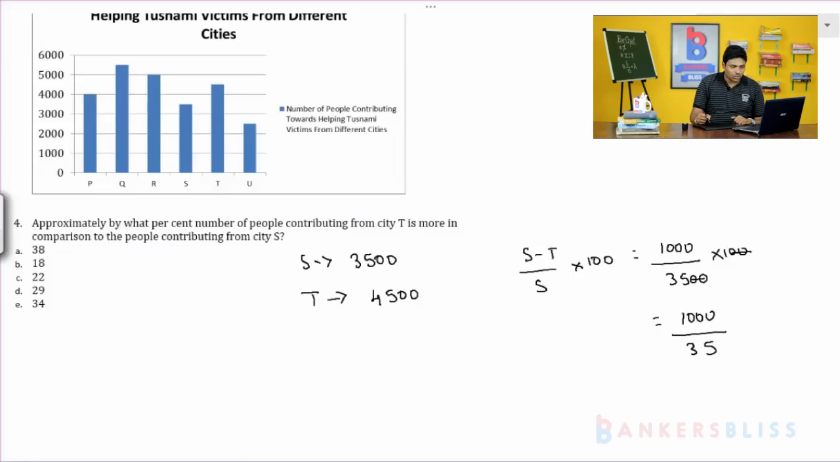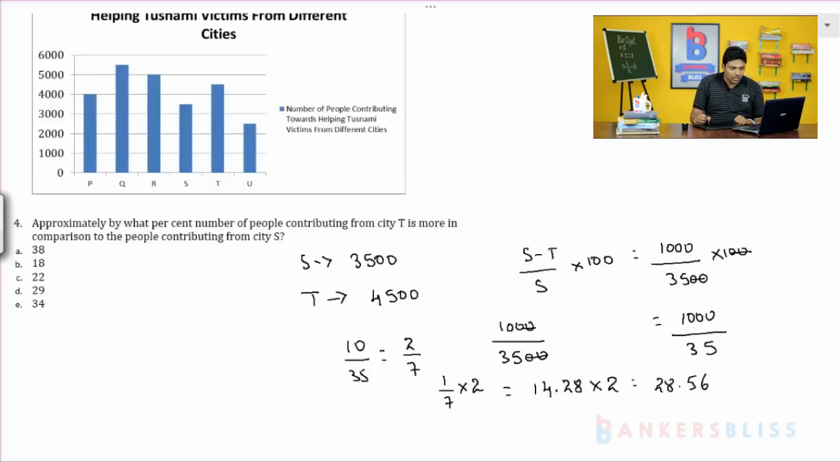So, come to the shortcut method. The shortcut method is 1000 divided by 3,500. Okay, 2 zeros will cancel. Next you are going to end up with 10 by 35, which is equal to, 5 2s are 10, 5 7s are 35, 2 by 7 you got. So 2 by 7 you can write as 1 by 7 into 2. 1 by 7 means 14.28 percent, into 2: 8 2s are 16, 1 carry over, 2 2s are 4 plus 1 is 5, next 14 2s are 28. 28.56 you got, nearly equal to 29.